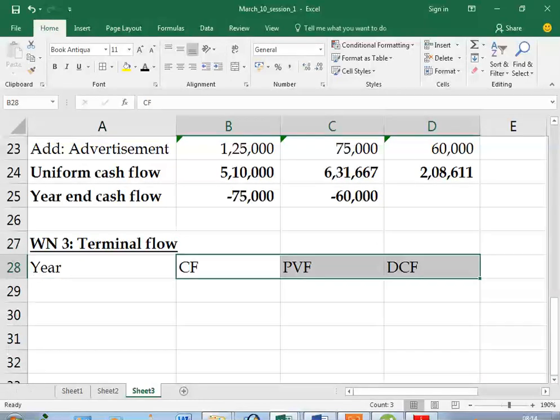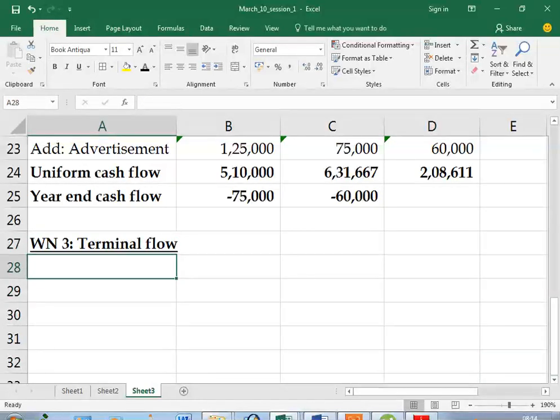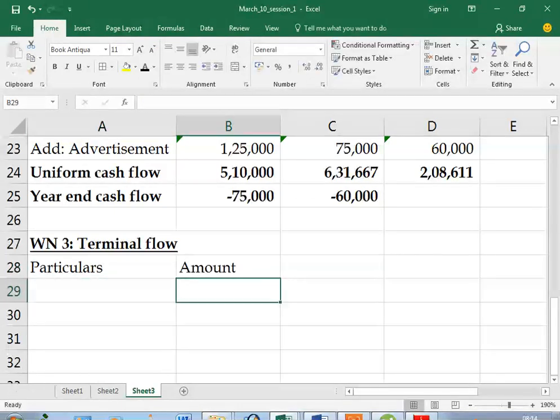Terminal particulars, how much? Who will do the calculation? Net salvage value, sale value less book value. Do that and let me know.